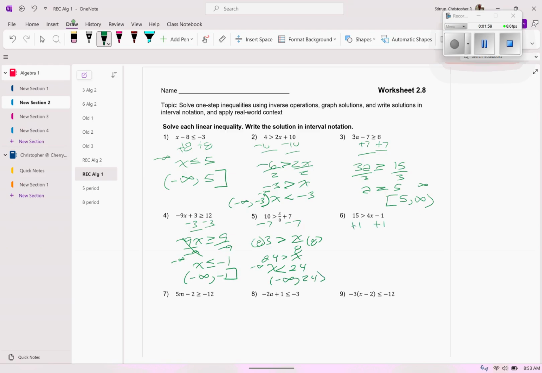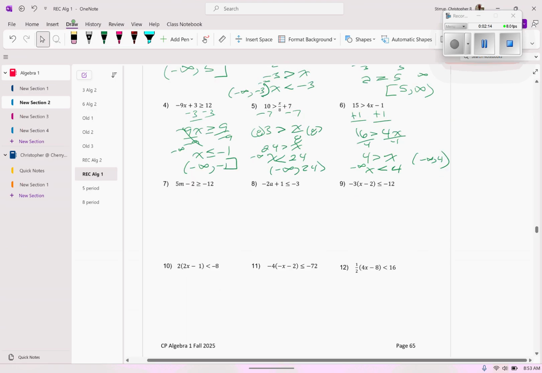Number 6, add 1 to both sides, divide each side by 4. 4 is greater than x, flip it over, so that's pointing to negative infinity, so negative infinity to 4, soft bracket.